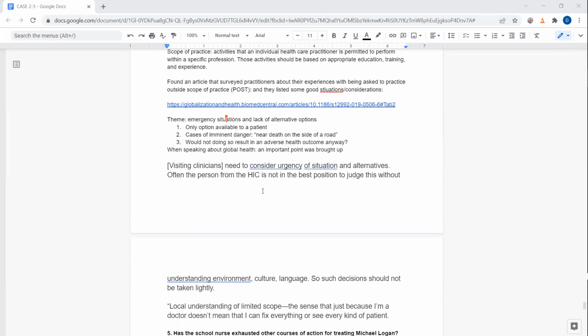Some impactful quotes regarding the situation were that sometimes a person visiting a country in a global health setting is not in the best position to judge this without understanding environment, culture, and language. So, these are some key factors that can be used to judge performance when considering practice outside of scope as well.